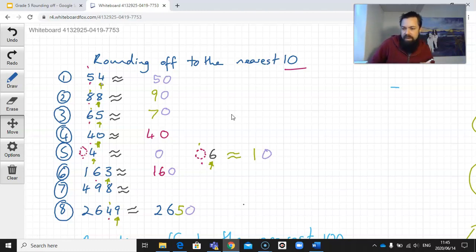So let's have a look at number 7. For number 7, we're looking at the tens column.